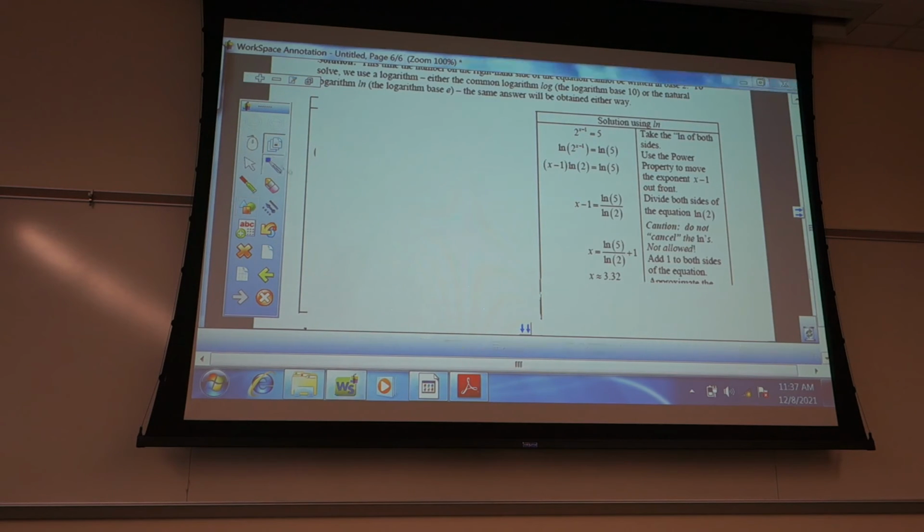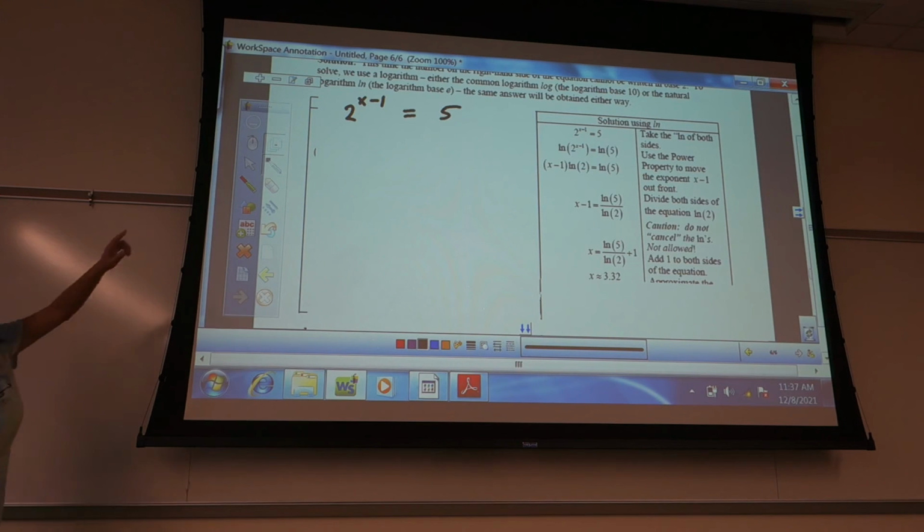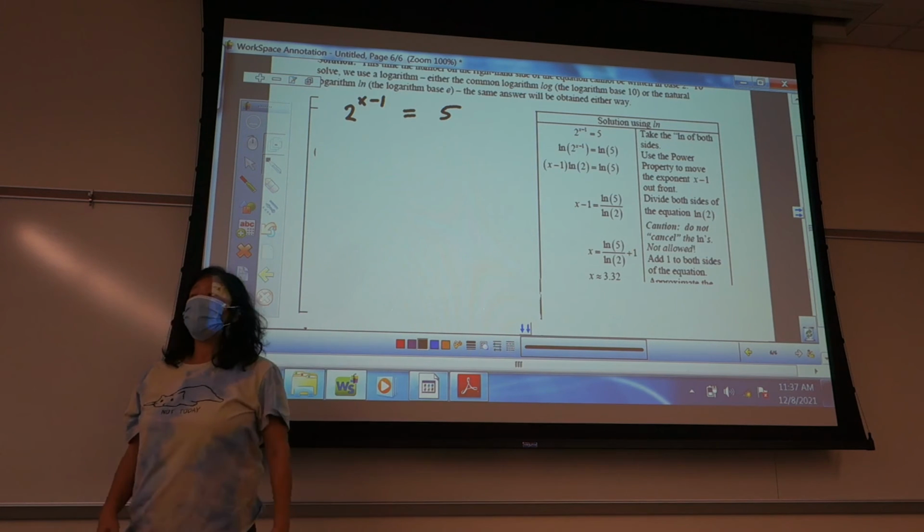Okay. So what we have is 2 to the x minus 1 equals 5. I don't know how to solve stuff that has an x in the exponent. So instead I'm going to take the natural log of both sides.